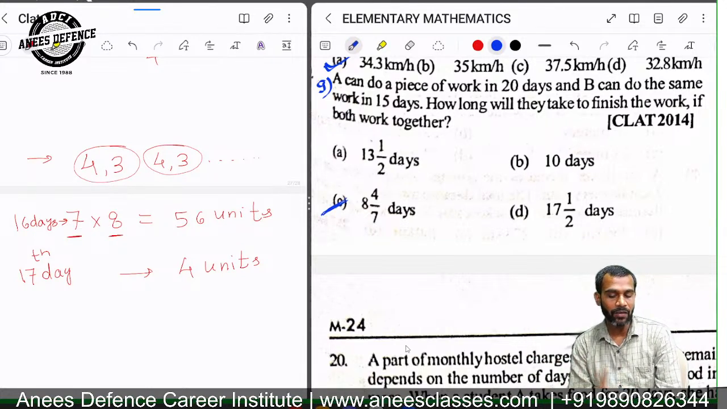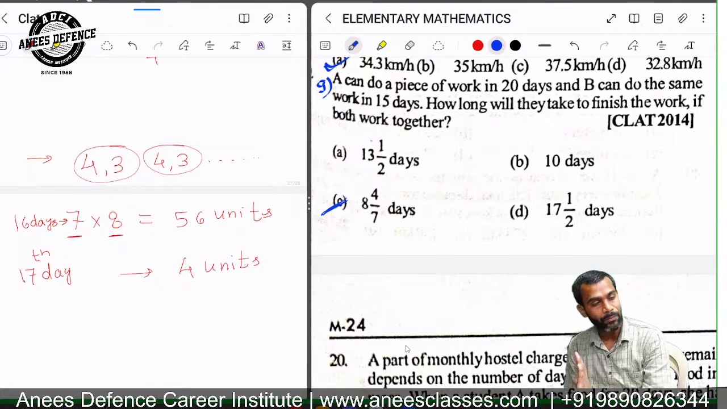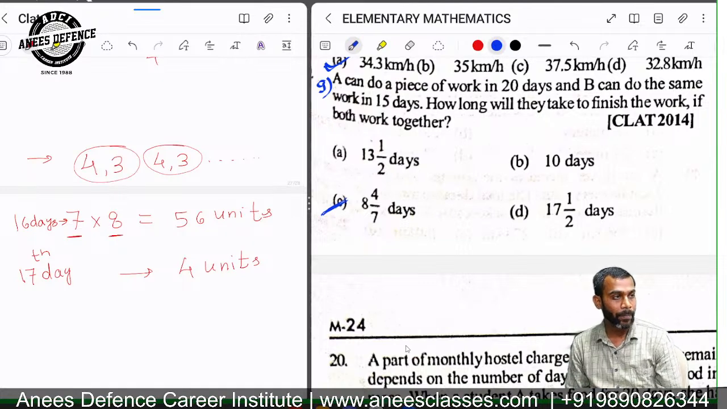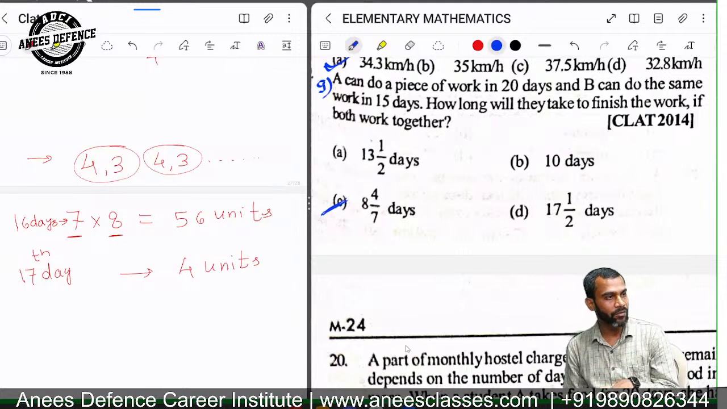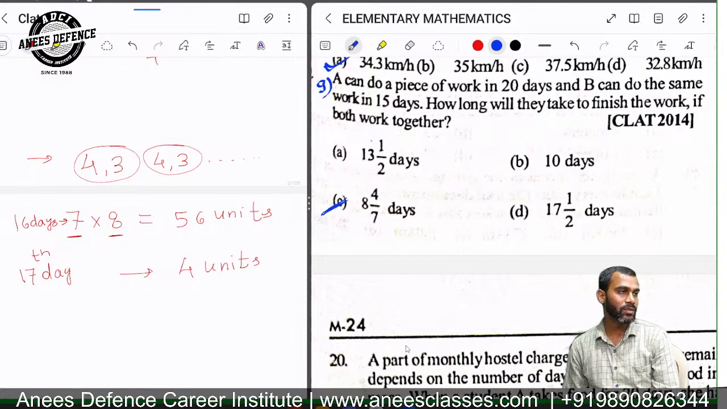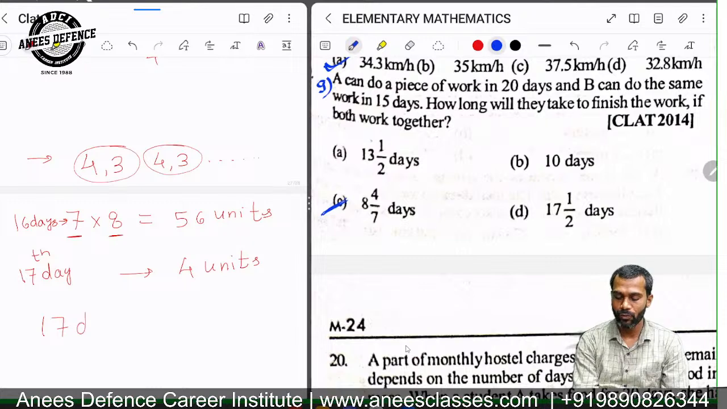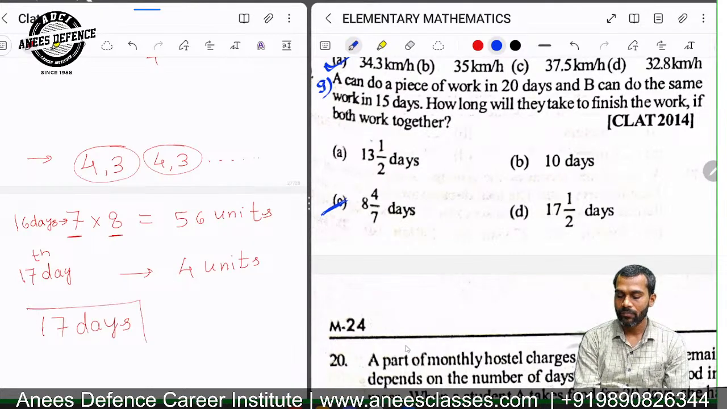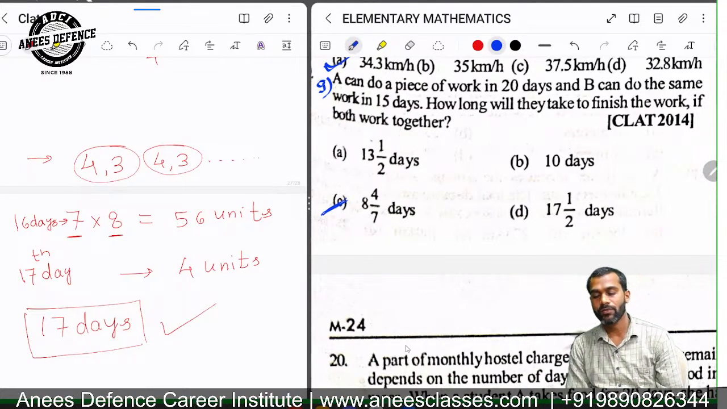Because each pair has how many? 2 days. So 8 into 2 is 16. So in 16 days, 56 units. Now whose turn will be there? B's turn, because B starts the work. So now next, on odd number of days B will be working, on even number of days A will be working. Yes or no? So on the 17th day, what is the efficiency of B? 4. And how many units are remaining? 4 only. Yes or no? So 56 plus 4 is 60. So 17 days will be needed. Purva, have you understood? Yes, sir. Understood. The answer is 17 days.